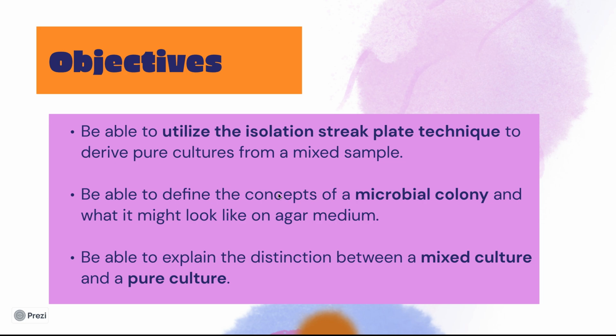As I was saying earlier, a colony is basically a cluster of cells, and colonies can have a lot of different characteristics. This might include color, whether it's convex or concave, and it can also be matte or glossy. There are a lot of different ways that a colony can present itself, and this might help you differentiate a pure versus a mixed culture. That leads us into the third point, which is to be able to explain the distinction between a mixed culture and a pure culture. So moving on.